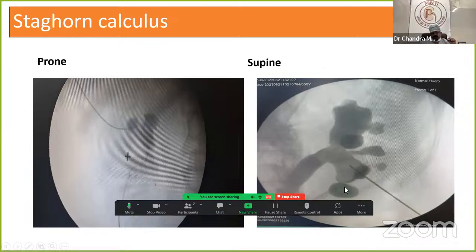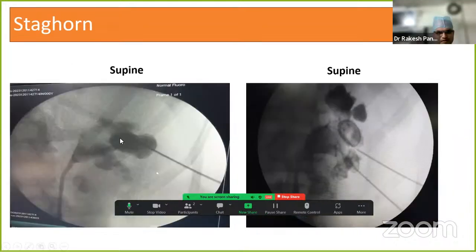Correct. So if there is this medially facing, it is difficult. If there is a lateral component, we can clear the stone. Correct. So again, this is one more staghorn stone, but both these cases are supine PCNL.